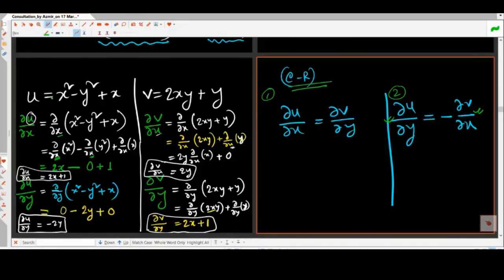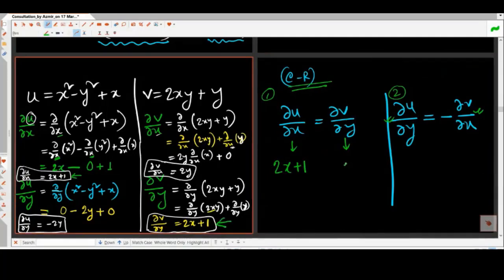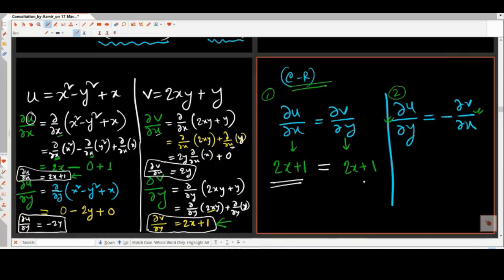For our function, what is du/dx? It is 2x plus 1. Let's also find dv/dy. So where is dv/dy? This is this one. It is also 2x plus 1. So that means we can say that, yeah, the first equation of Cauchy-Riemann is satisfied because the left side and right side are the same.